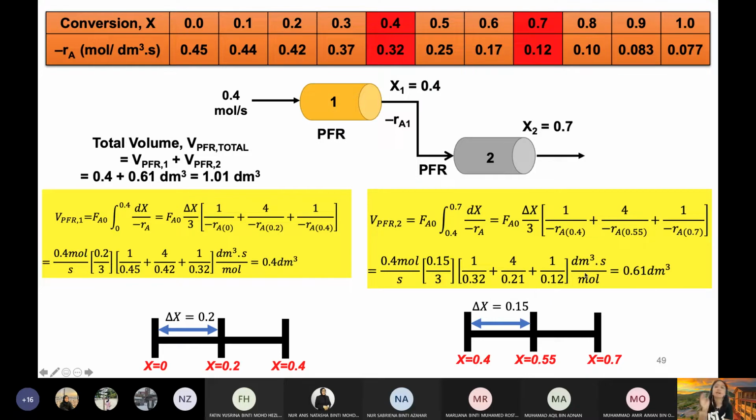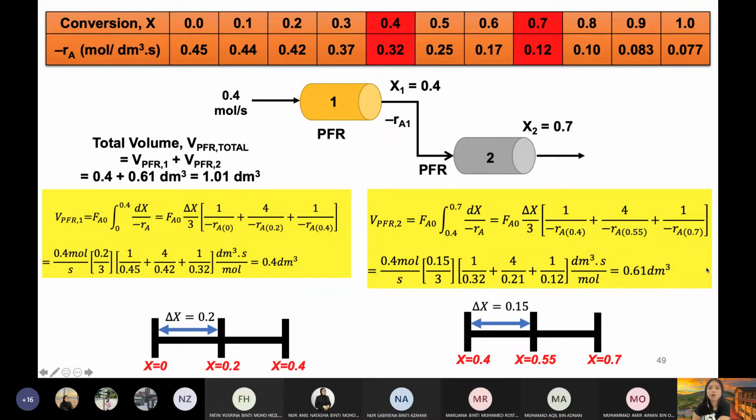So then you find the difference. You can look at the difference at the front, or at the back, it's fine. If you look at the difference at the front, between 0.4 to 0.55, how much is the gap? 0.15. The back is the same. What is the gap between 0.55 to 0.7? It's still 0.15. So that's why delta X is 0.15 divided by 3.